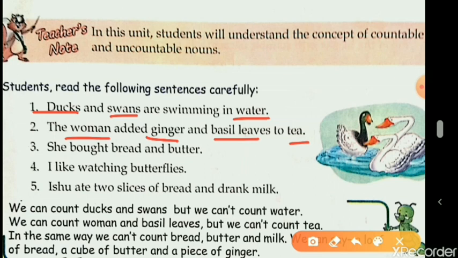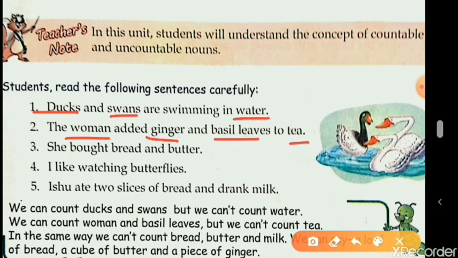Tea. Again, what is tea? Tea is a liquid form. So I said all the nouns in liquid forms are uncountable. Water, juice, milk, oil, tea, these all are uncountable nouns. So women and basil leaves can be counted, so countable nouns. Ginger and tea cannot be counted, so uncountable nouns.